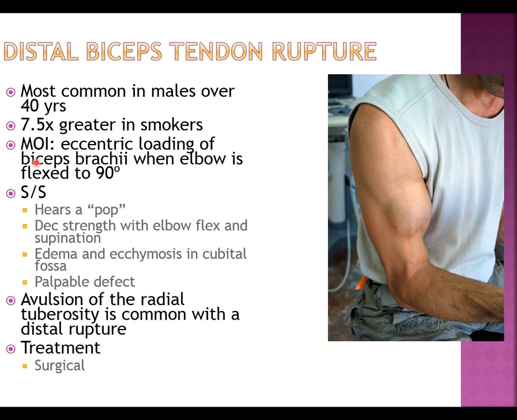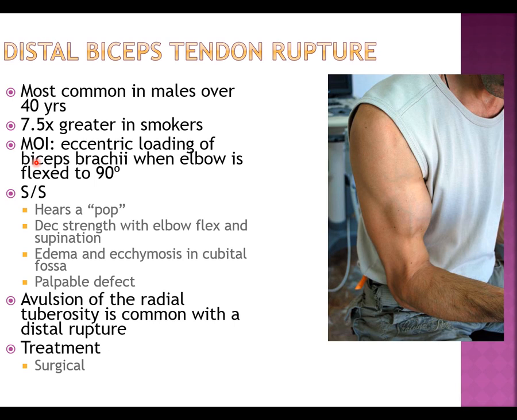So which is going to give first, the tendon itself or the bone where the insertion is? It could be either way. It could be either one, but there could be an avulsion fracture of the radial tuberosity that comes off. Instead of actually rupturing the tendon, we actually see an avulsion fracture. This is not going to heal itself, so if you do want to get this fixed, you will have to have surgical treatment.